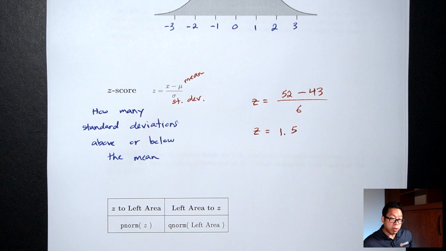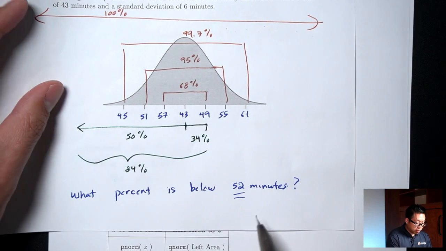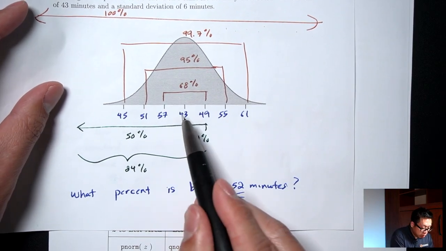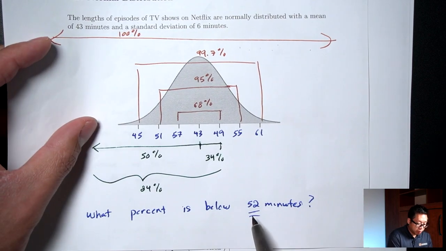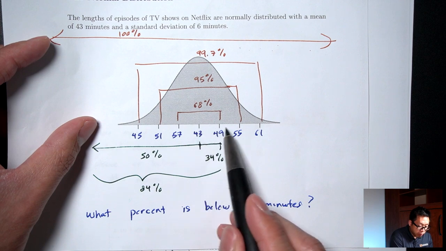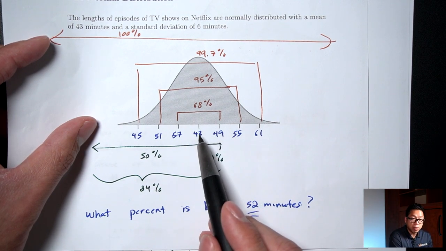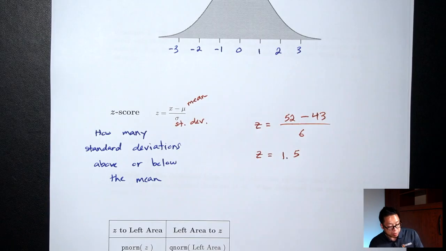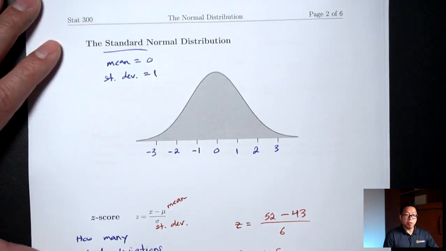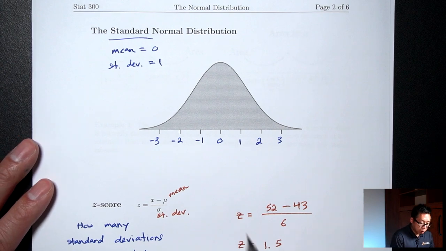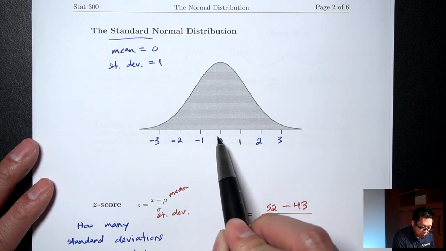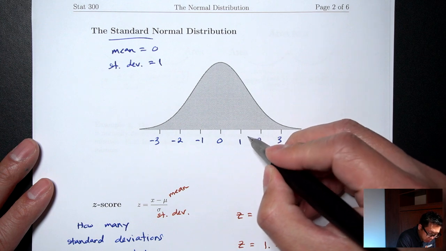1.5. Okay, so what we found was we said the 52 was somewhere between one step and two steps above. So 1.5 tells me 52 is exactly 1.5 steps above the middle, or 1.5 standard deviations above the mean. Which means on this standard normal picture, that 52 would be exactly 1.5 steps above the middle also, which is right here.